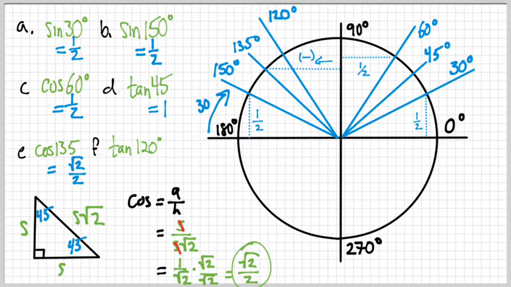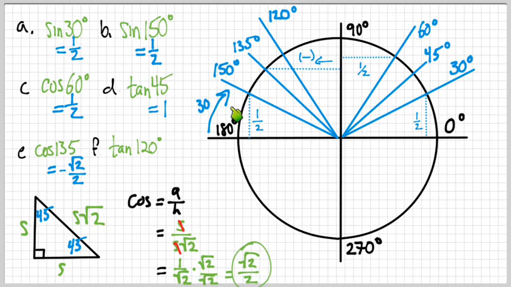So that means cosine of 135 is the same, except it's negative. Okay, I'm getting ahead of myself here. So cosine of 135 is square root of 2 over 2, but it's negative because it goes on the left of the y-axis like that. Now, the last one here is tangent of 120.